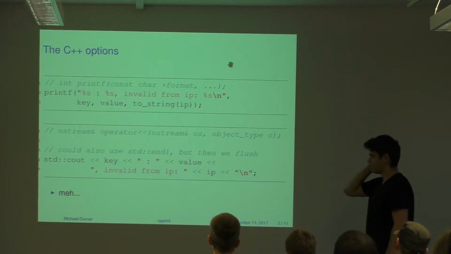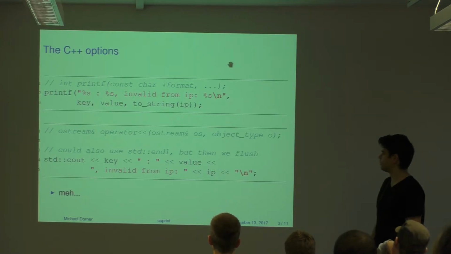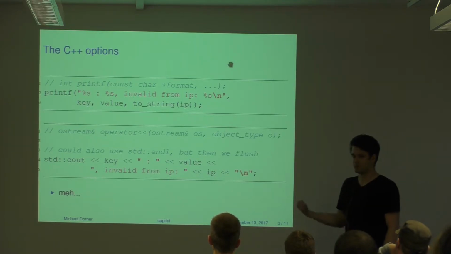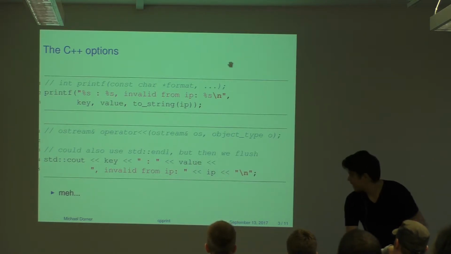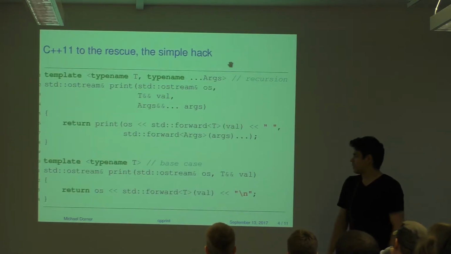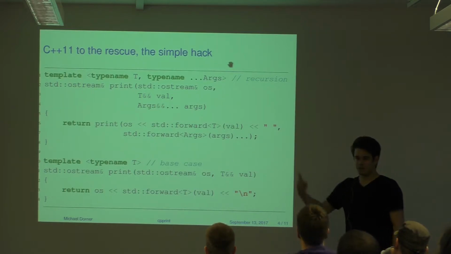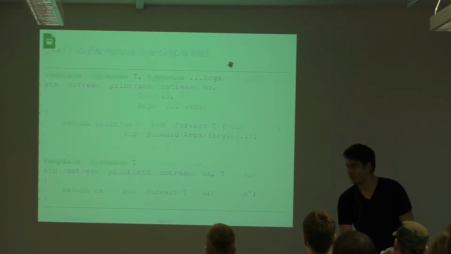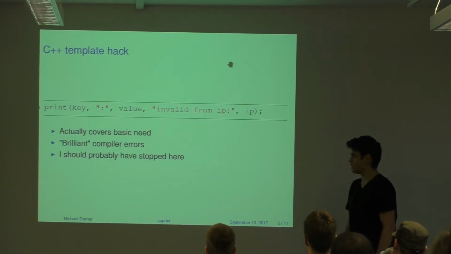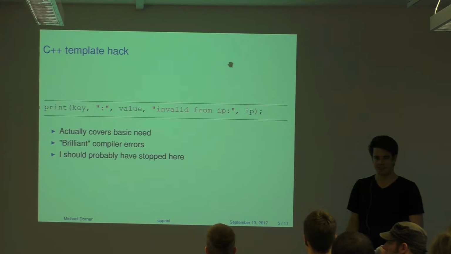C++ options, respectively C options, are kind of... I'm not even going to talk about the format specifiers or stream manipulators here. I think we've had enough talk. We had a talk about that, right? So there's an easy C++ template hack to unroll this, using essentially recursion and the base case that you see here. Don't stare at it for too long, because it's ugly, but it gives you essentially the same thing. And that covers the basic need.